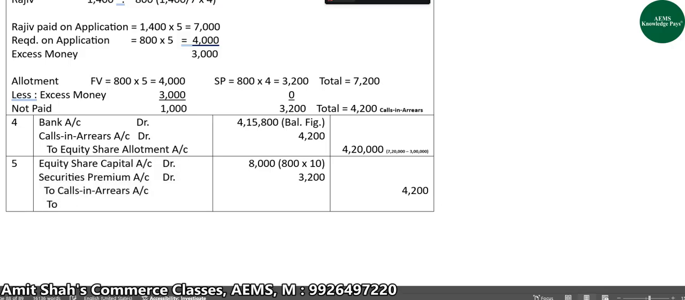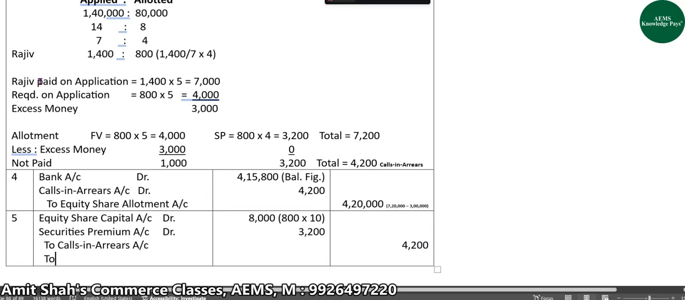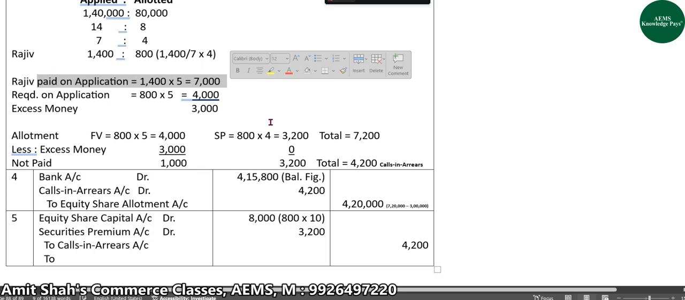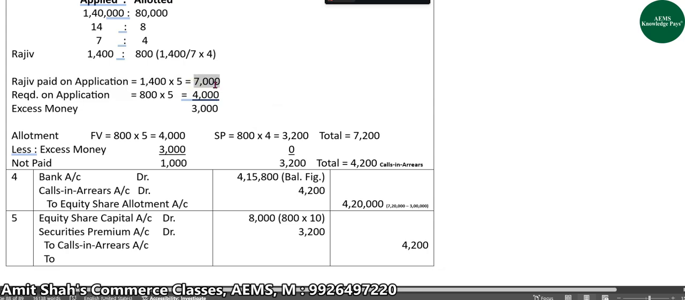And how much he has paid, not how much he has paid, but how much we have adjusted towards face value out of what he has paid. So he has paid only once, application money of 7,000. After this, he did not pay anything, out of which 4,000 we adjusted for application. And in application, the entire amount is face value only. There was no premium. It means out of 7,000, we adjusted 4,000 in face value of application and the remaining 3,000 again in face value of allotment.